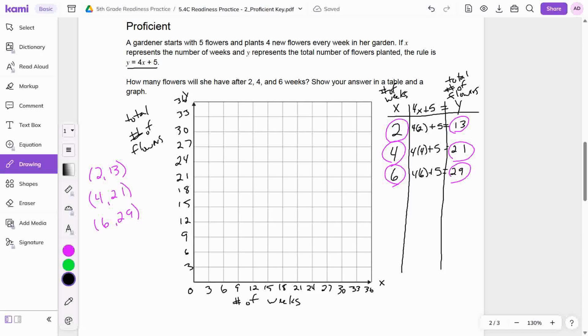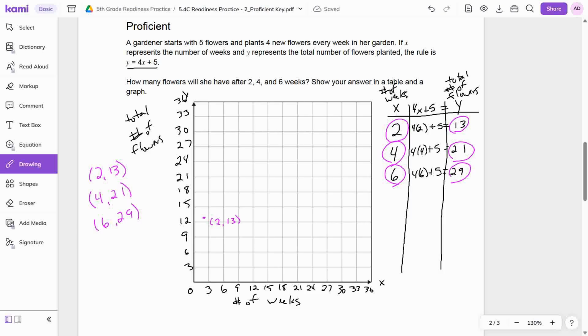Let's look at our first point. Let's go back to this purple. I've got 2 comma 13. So 2 is going to be between 0 and 3, and it's going to be closer to 3, and that 13 is going to be closer to the 12 than it is the 15. Okay, so I'm just going to put this right here, 2 comma 13.